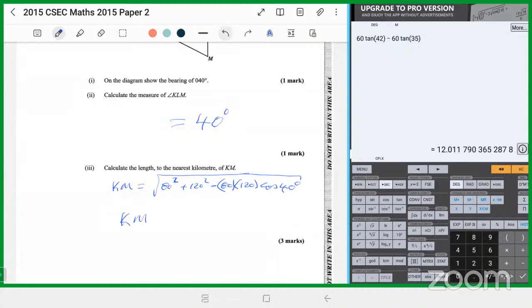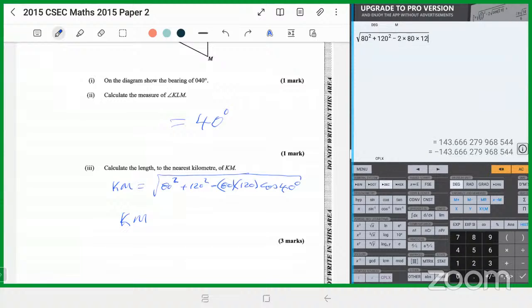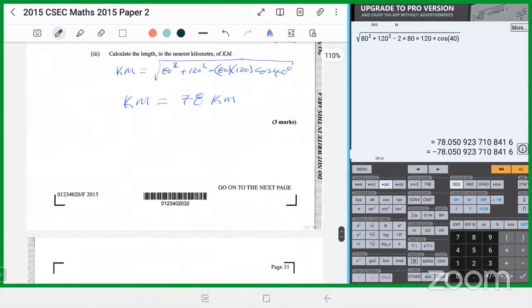You must try to be quick and fast. Square root, cosine rule we use. 80 squared plus 120 squared, start like Pythagoras theorem. You subtract a piece. 2 times the 80 times the 120 times the cosine of the 40. It is 78 to the nearest kilometer, that's 78 kilometers.